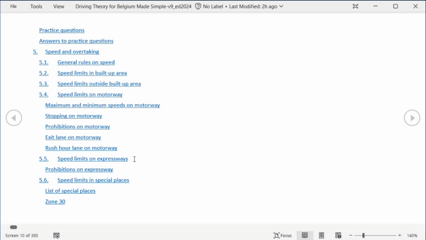Then we will move on to the expressway. How is an expressway different from a motorway? And what are the prohibitions on an expressway? How do you identify if this is an expressway or a motorway, right? And then the next is very interesting and very important again. The speed limits on different places, like we will list all those places here.